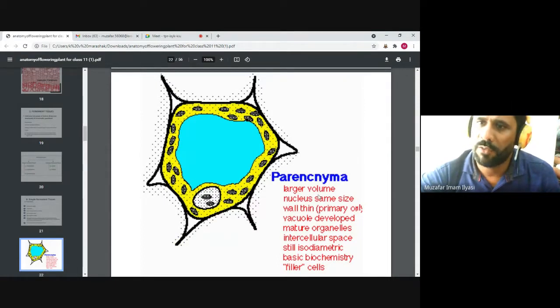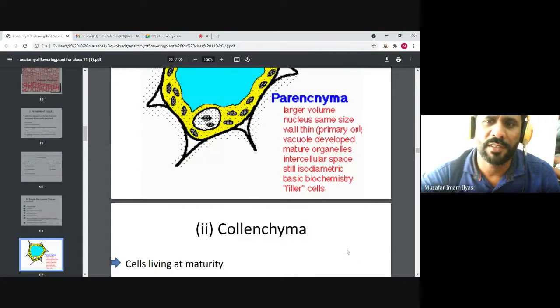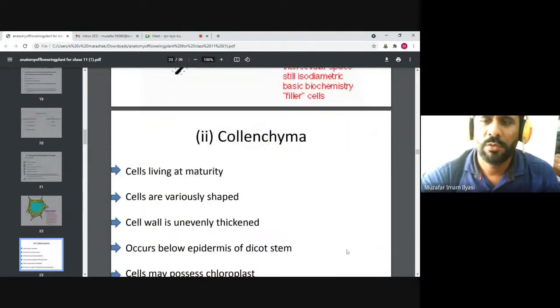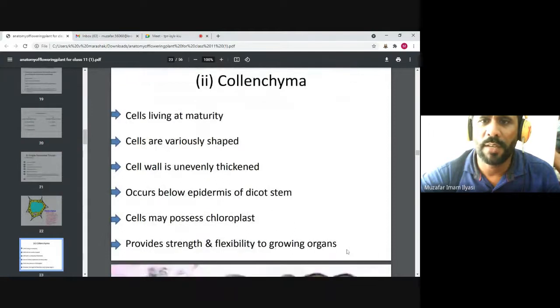Parenchyma: larger volume, nucleus same size, thin walled, primary only, vacuole developed, mature organelles, intercellular space, still isodiametric, basic biochemistry, filler cells. Now the discussion comes to collenchyma.